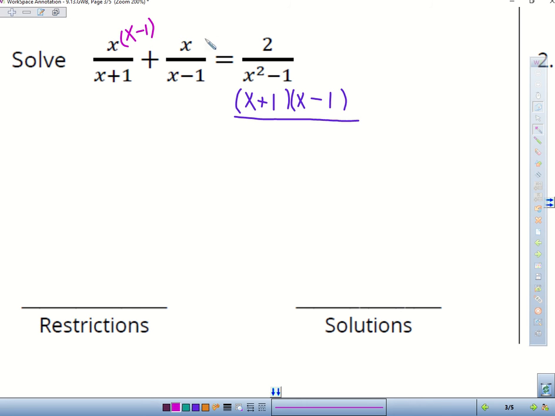And what is this fraction missing? X plus 1. So you're going to multiply it by what's missing.